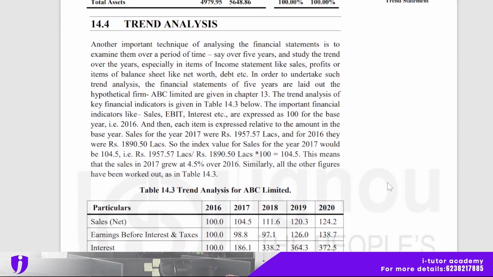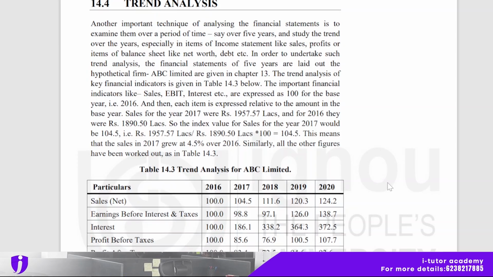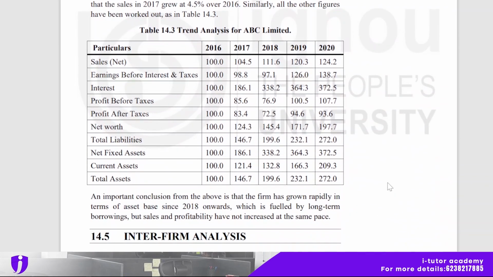And trend analysis. Another important technique of analyzing financial statements is to examine them over a period of time, say over 5 years, and study the trend over the years, especially in items of the income statement like sales, profit, or items of the balance sheet like net worth, debt, etc. In order to undertake such a trend analysis, the financial statements of 5 years are laid out. The hypothetical firm ABC Limited is given in chapter 13. We already discussed chapter 13, right? And the trend analysis of key financial indicators is given here, 14.3, trend analysis of ABC Limited, you just go through it.